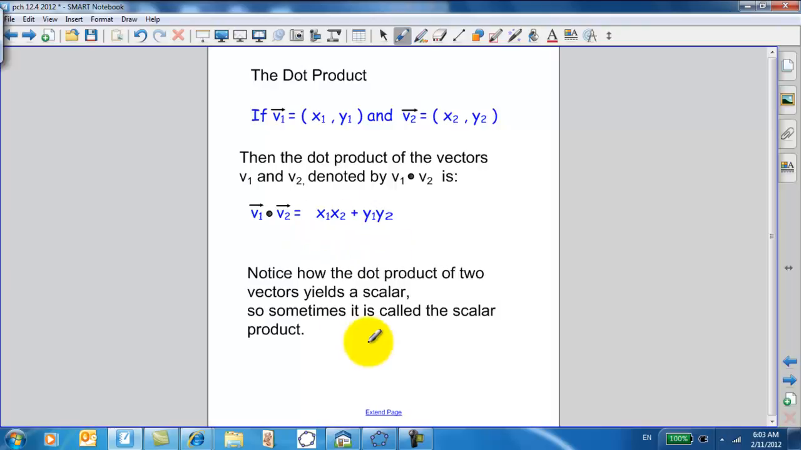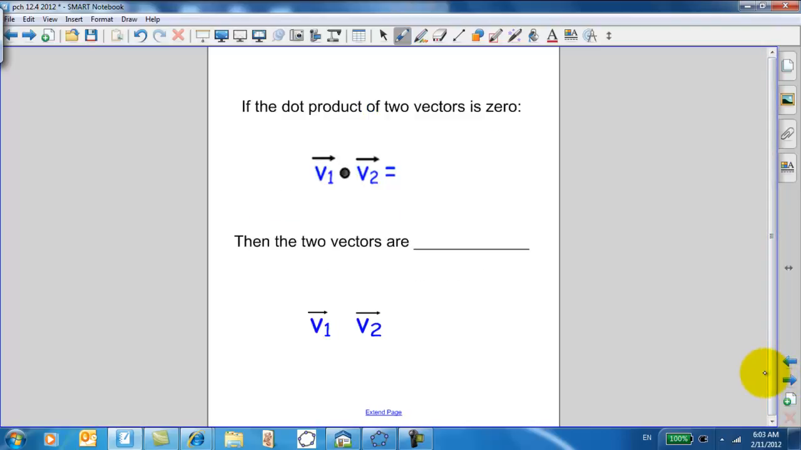Now, the dot product of two vectors yields a scalar. So that's what some might call the scalar product, but it is not a scalar multiple. It's not scalar multiplication. We'll just call it the dot product. If the dot product of two vectors equals 0, then the vectors are perpendicular.